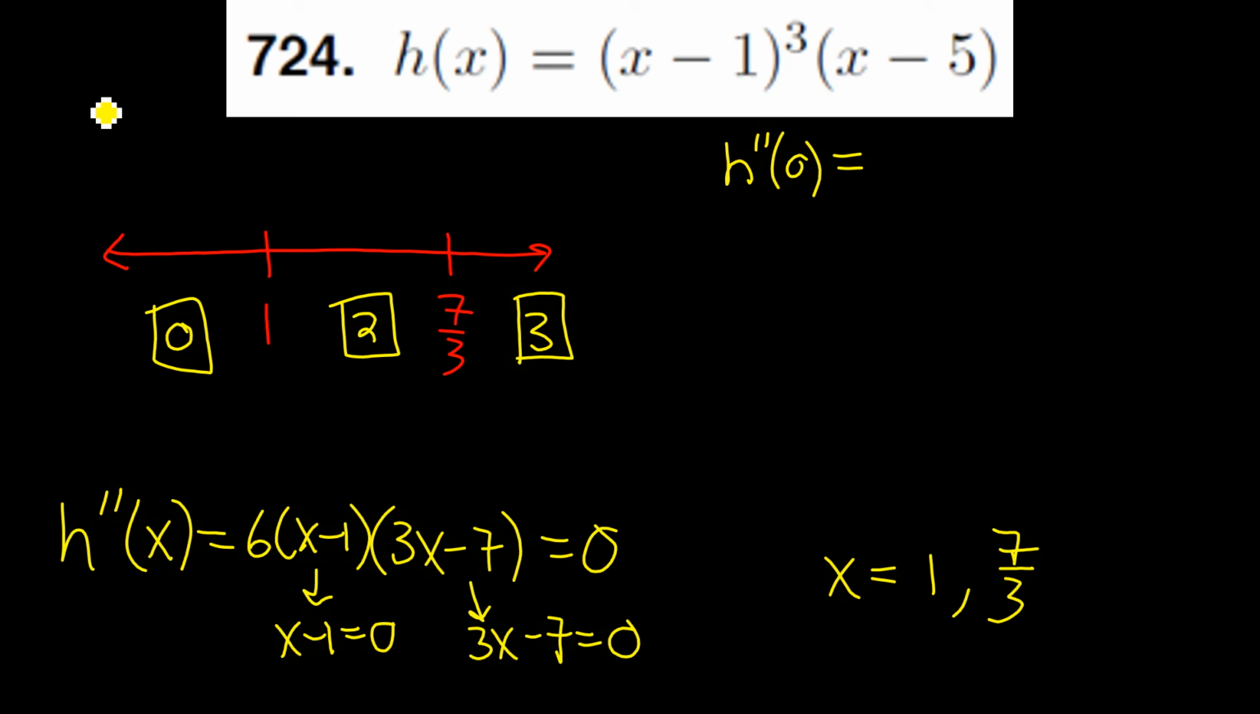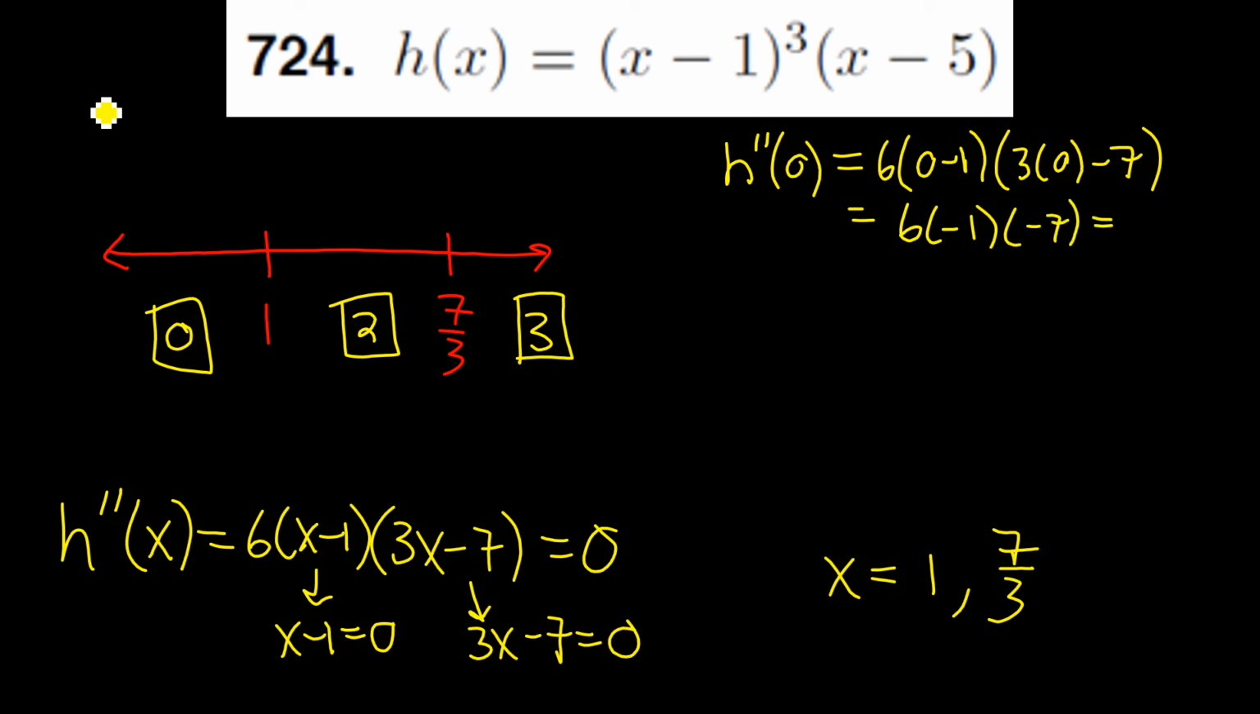So you get 6 times (0 minus 1) times (3 times 0 minus 7). This gives me 6 times negative 1 times negative 7, which should be 42. Right, the answer to the life, the universe, and everything. This is positive. Okay. And we've got h double prime of 2. So we're going to plug this in. We're going to get 6 times (2 minus 1).